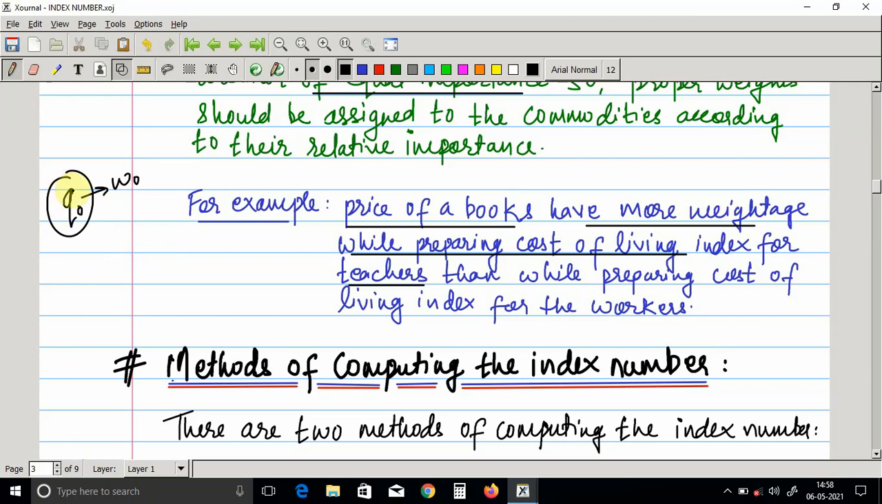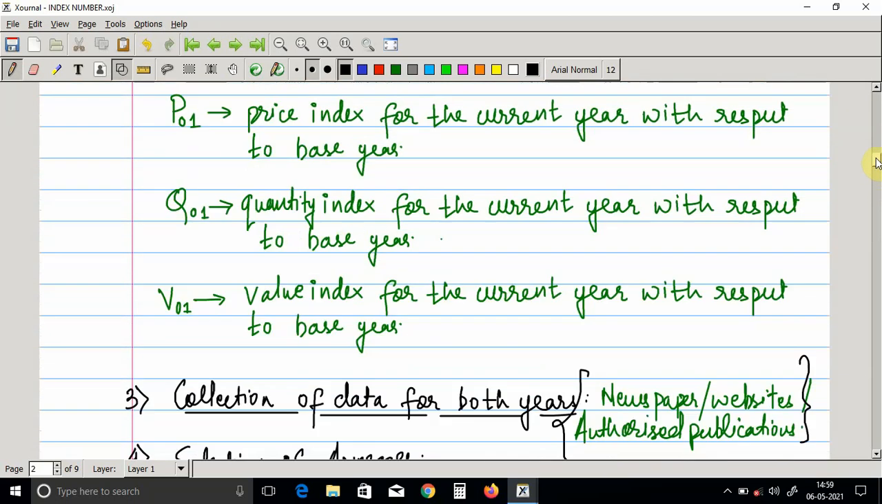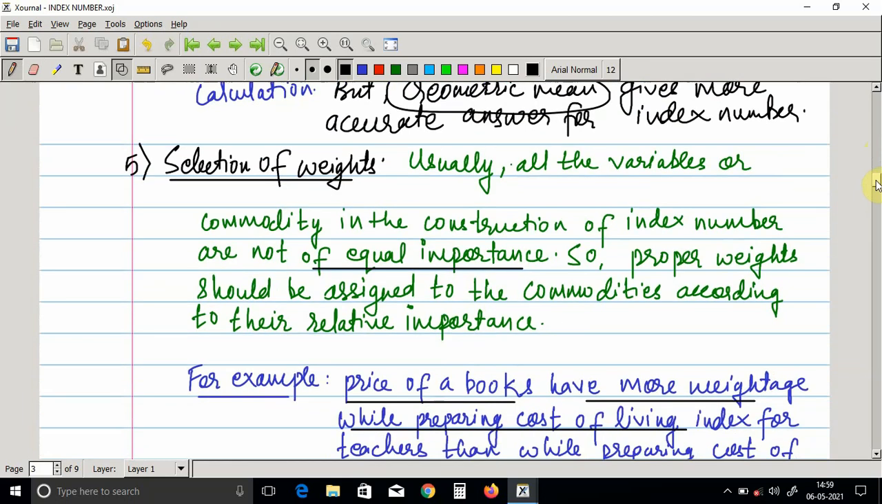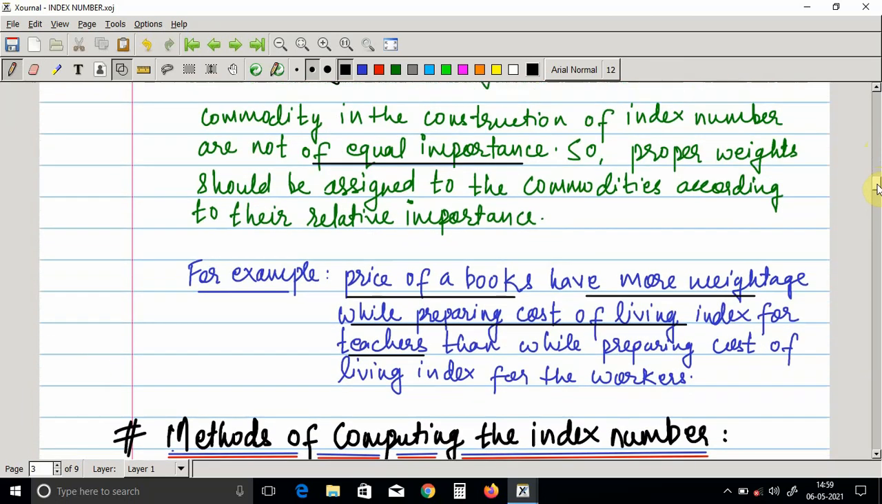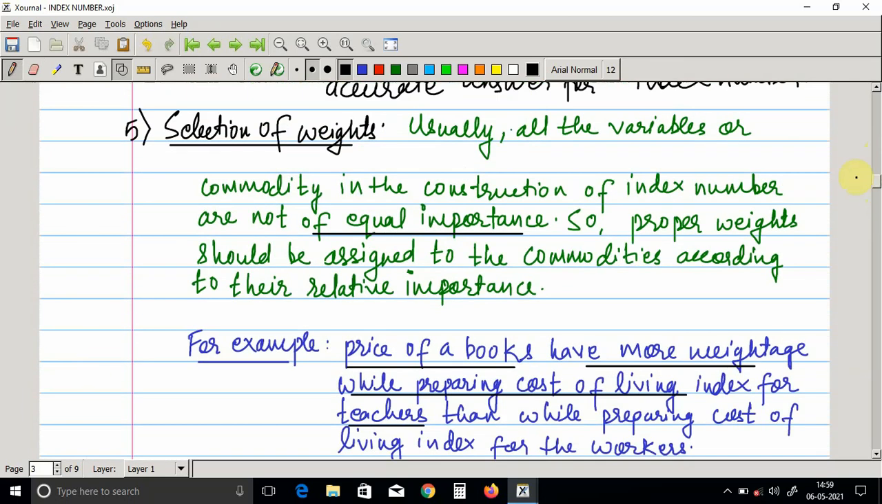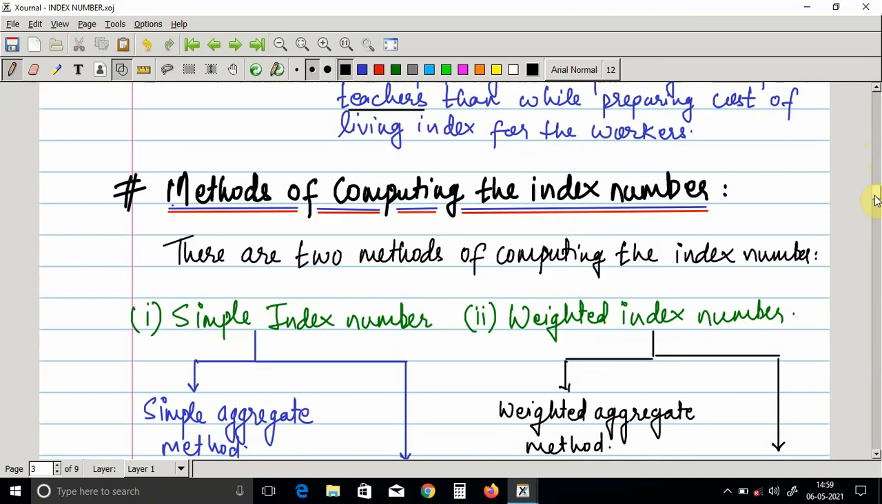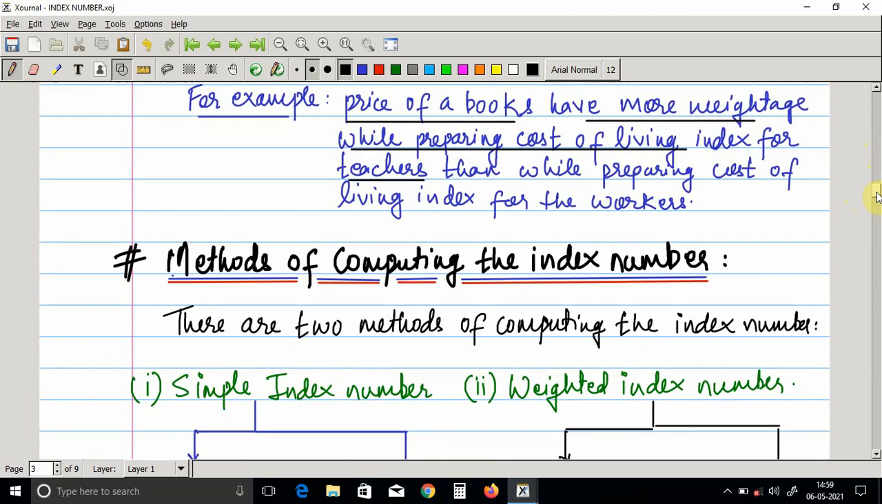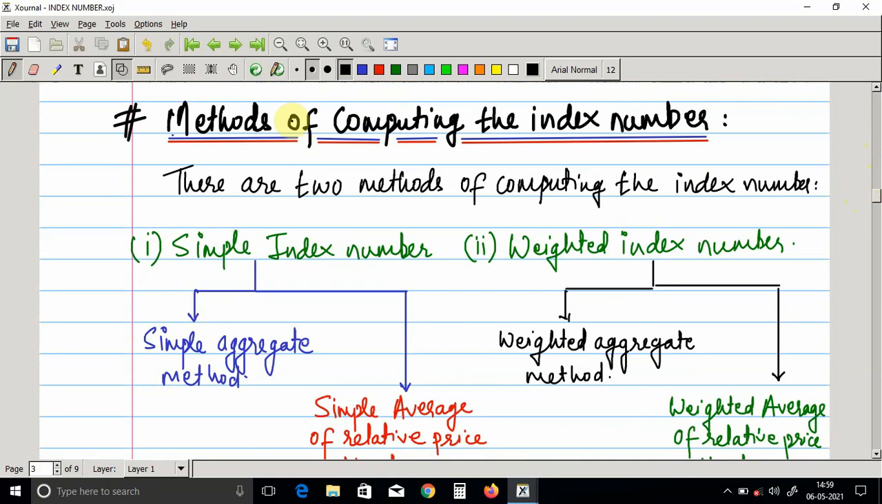So here the frequency means how much quantity we are purchasing. That's what I was saying earlier. Here, this weightage and the quantity, I am going to interlink them. So the weightage of a commodity is nothing but how much quantity you are purchasing or how much quantity is being produced.